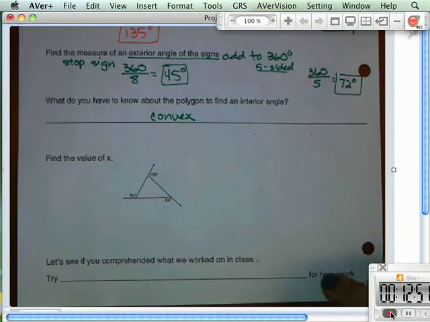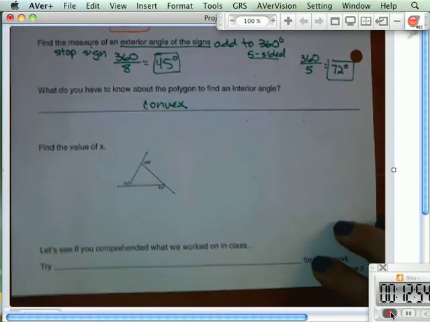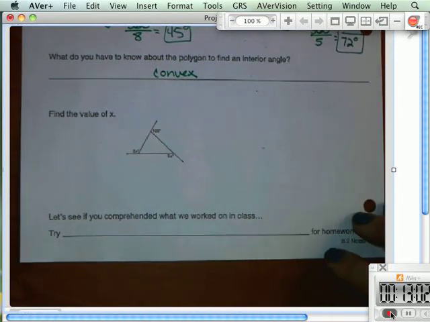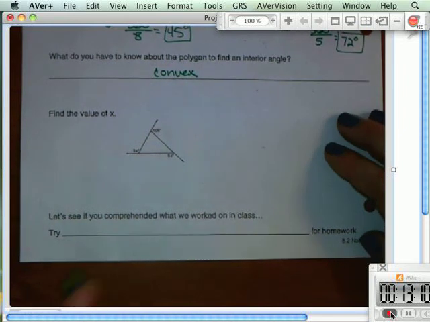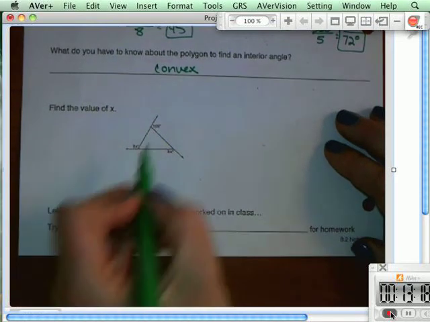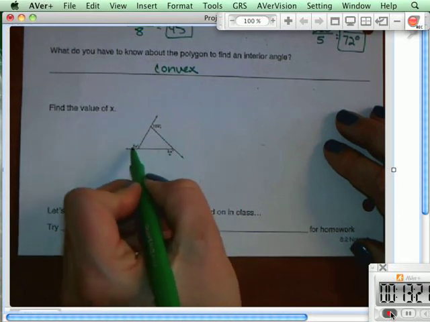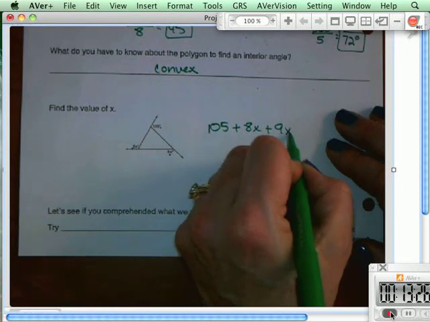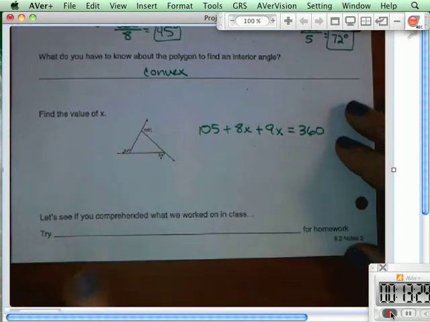All right. Last step. Let's look at this. Are we going to use our interior thing, or are we going to use the exterior thing to solve this problem? Exterior angles. And what do we know about exterior angles? They add up to what? Yeah, 360. Be brave, you guys. 360. So I'm going to take this plus this plus this. 105 plus 8x plus 9x equals 360.